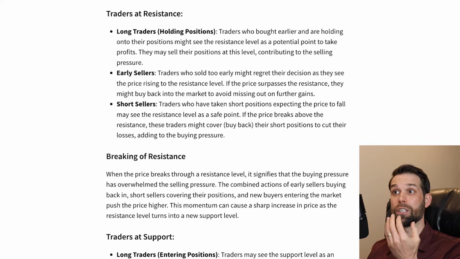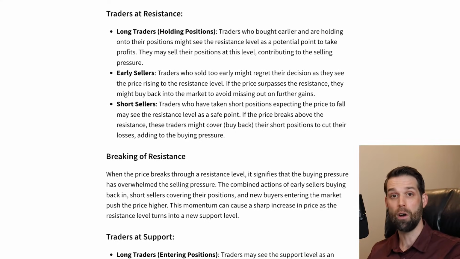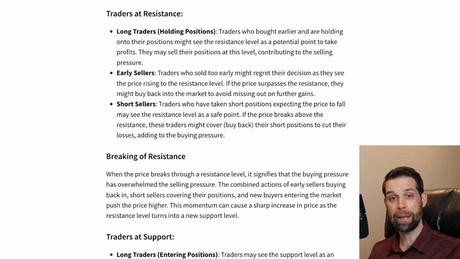Now, there are potentially short sellers in this resistance area as well. So traders who have taken a short position expecting the price to fall. So as the price rises up into a resistance level, some people will decide to sell the stock short, expecting the price to meet resistance and fall. And they might see that as a safe trade. But if price actually breaks above the resistance, these traders might look to cover their short position and add to actual buying pressure, and you might see the stock break through resistance and rise up.